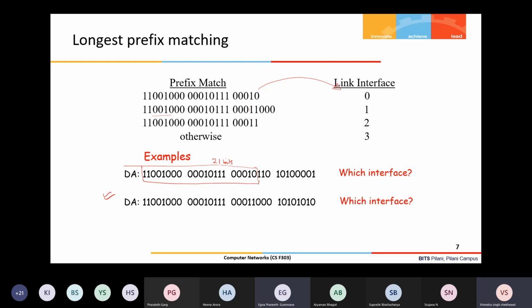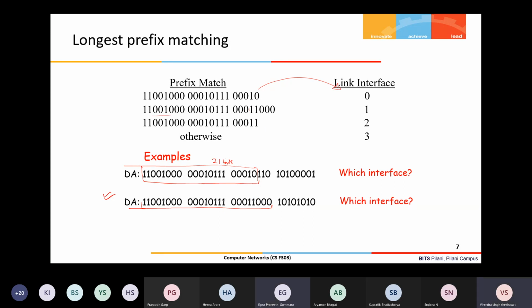Interface 1. Sir, interface 1, you are saying. So let me see. Interface 1 means interface 1 has a 24-bit prefix. So you are saying this. Okay. Why not interface 2? Sir, its range was different, sir.